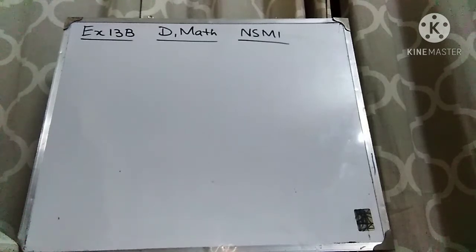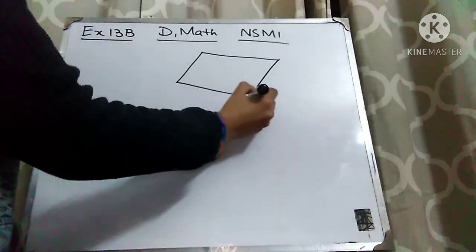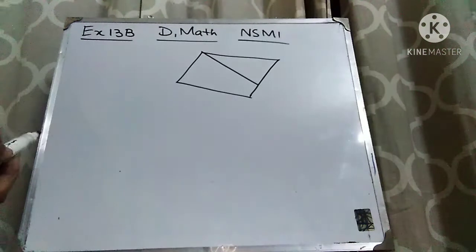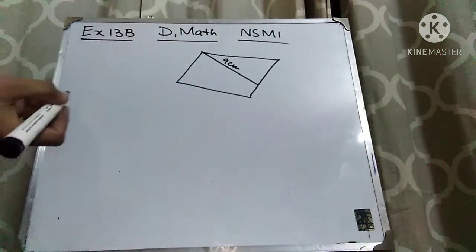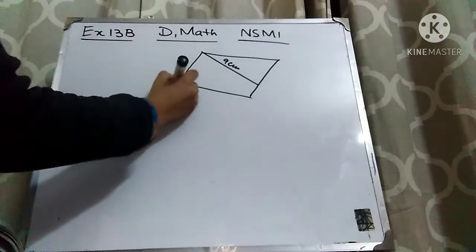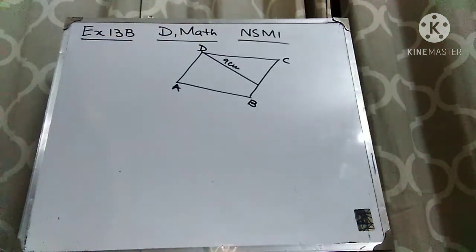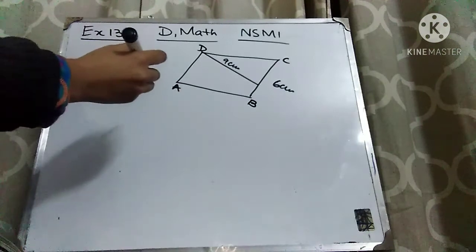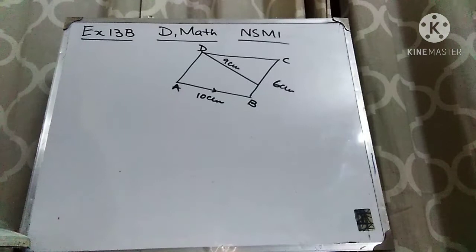Okay, students, here the figure is given. This is your parallelogram. This is the line which is drawn, a perpendicular line, 9 centimeter. ABCD, this is A, this is B, this is C, and this is D. The length of this side is 6 centimeter and the length of this side is 10 centimeter. So we have to find out the area and the perimeter of the parallelogram.